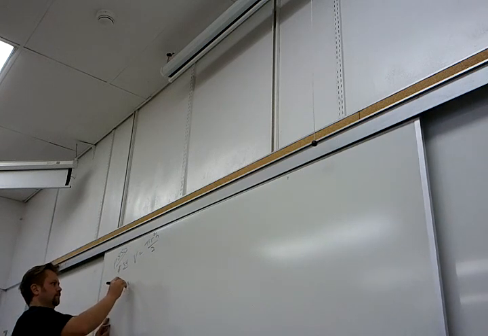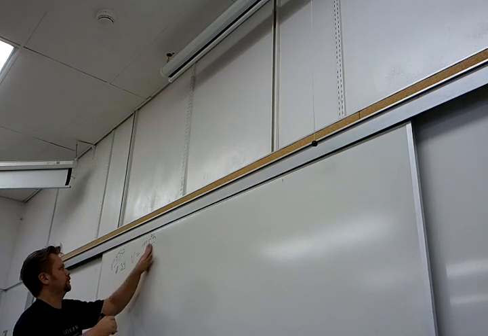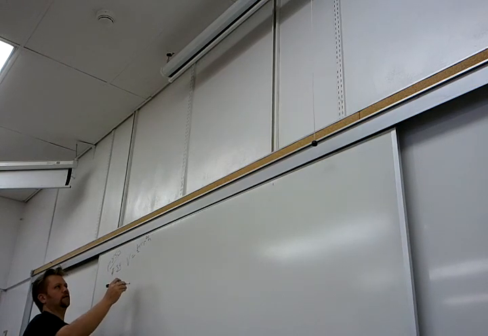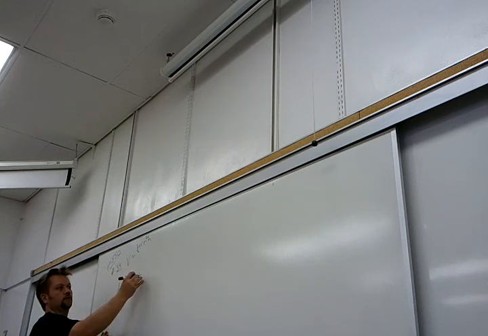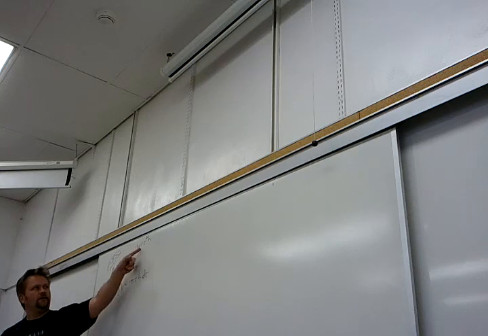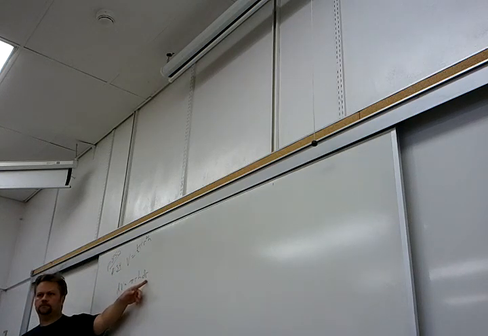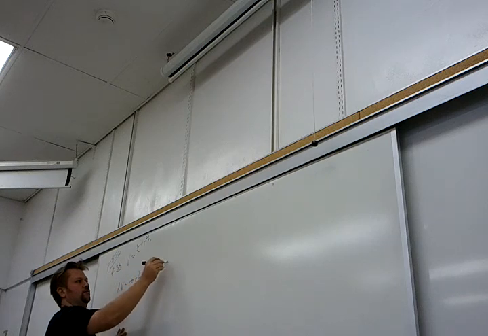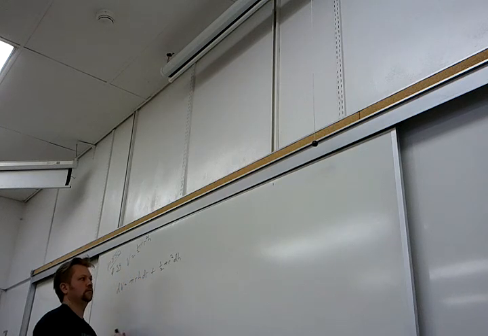dV equals, let me write this, pi r h dr. So you did the partial of this with respect to r, so dr. And I do the partial with respect to h, plus 1/2 pi r squared dh. Cool.